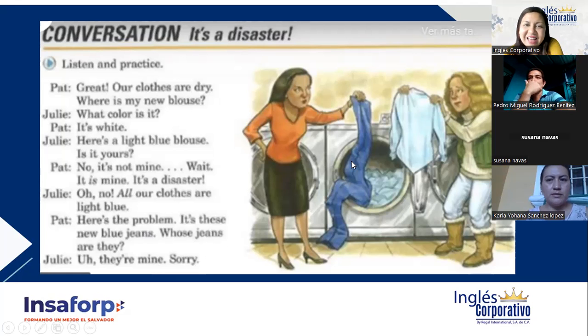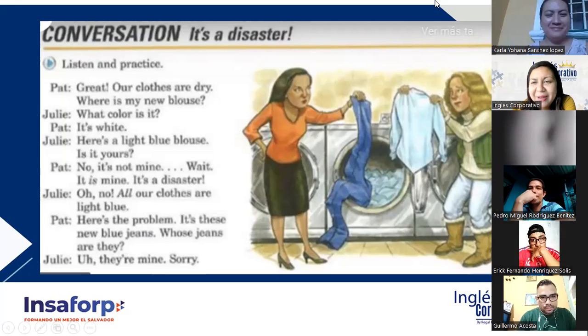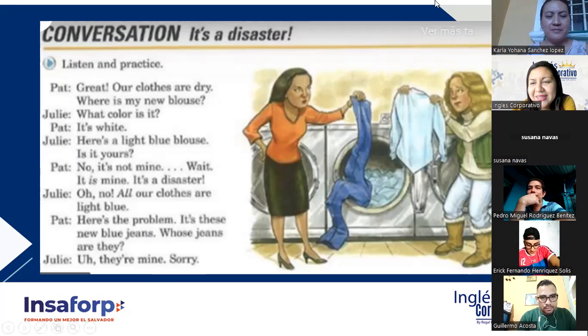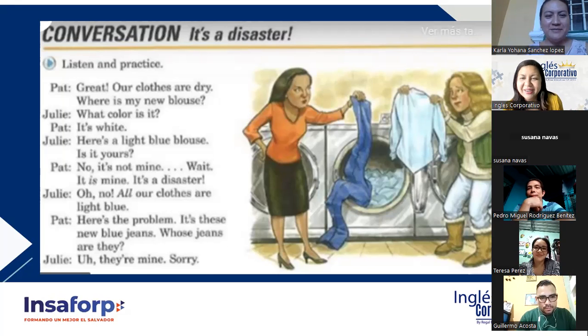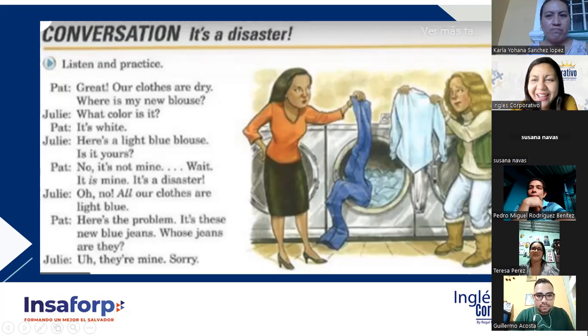Okay, has this happened to you? ¿Alguna vez les ha pasado? I think everybody has had this experience, que ya se les ha manchado la ropa de otro color. Yes. Many times. We have to be careful.